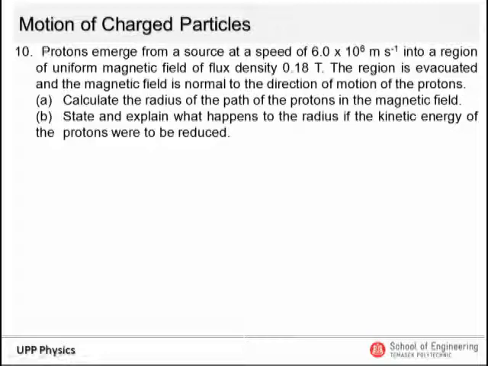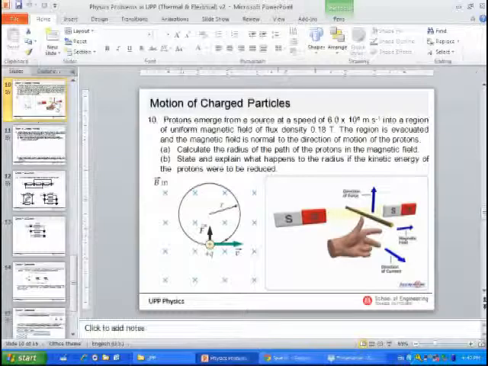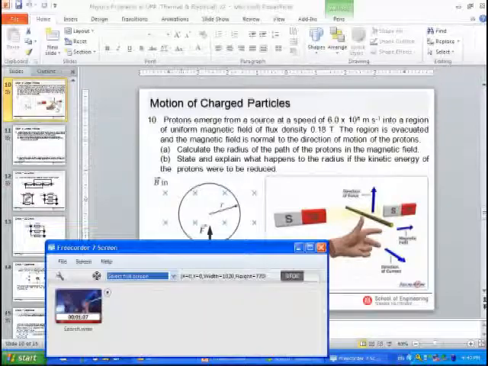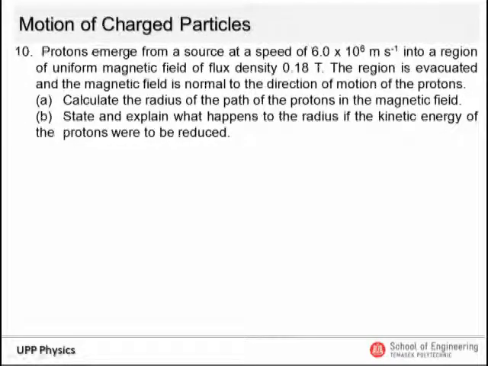For part B, state and explain what happens to the radius if the kinetic energy of the protons were to be reduced. Before we proceed to solve part A, let's try to understand how the protons move when injected into this region of uniform magnetic field.